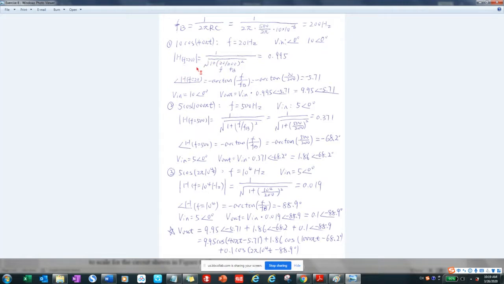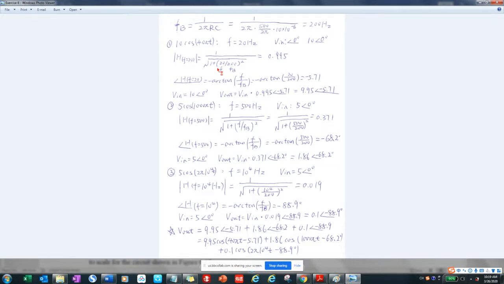Then we calculate the magnitude for frequency equal to 20. Note that this frequency is a variable, depending on your component. After you are given the component, you will know the frequency. So if your component is cosine 40 pi t, your frequency is 20. So here this f is 20. Then we plug in the formula.